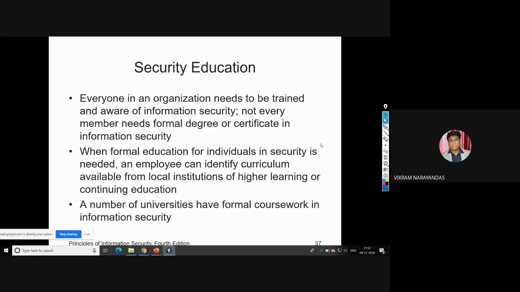When formal education for individuals in security is needed, an employee can identify curriculum available from local institutions of higher learning and continuing education. A number of universities have formal courses in information security. If you're working in security administration, you need some certifications, which you can get from different local institutions and higher education institutions.